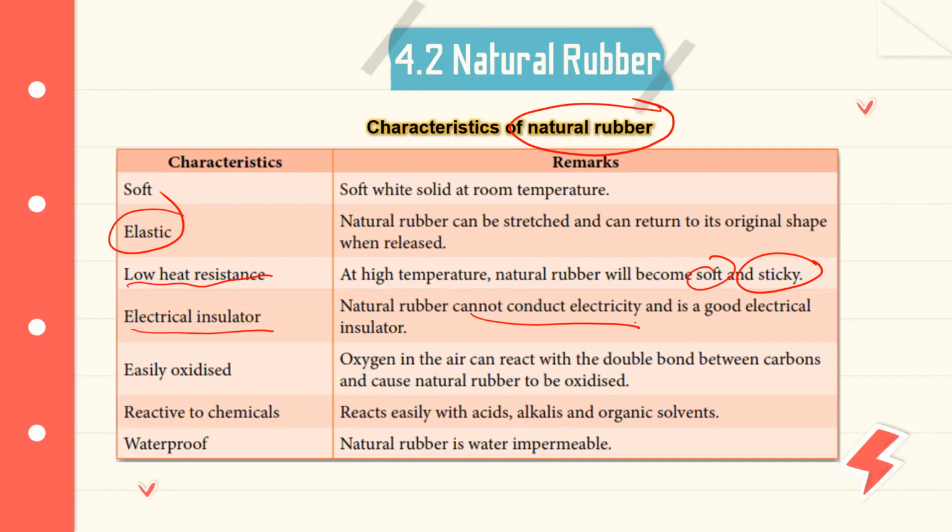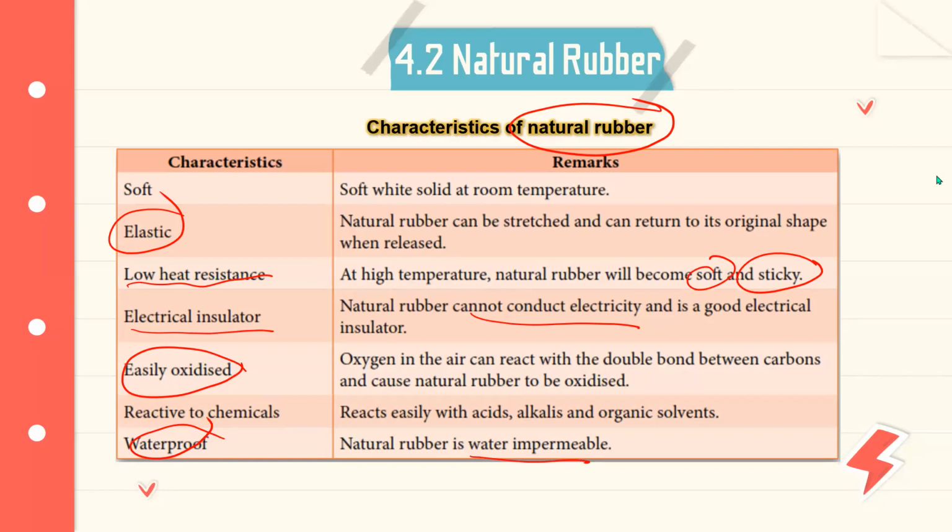That's good, of course. But I can easily oxidize it, which is not good. You do not want something that you can easily oxidize. Reactive to chemicals. Who wants something that is reactive to chemicals? You don't want that. Imagine you're tired, touch an acid, gone. Your shoes, touch acid, gone. So natural rubber is actually not so good. It's waterproof, water impermeable. But actually the characteristics of natural rubber are not so good.